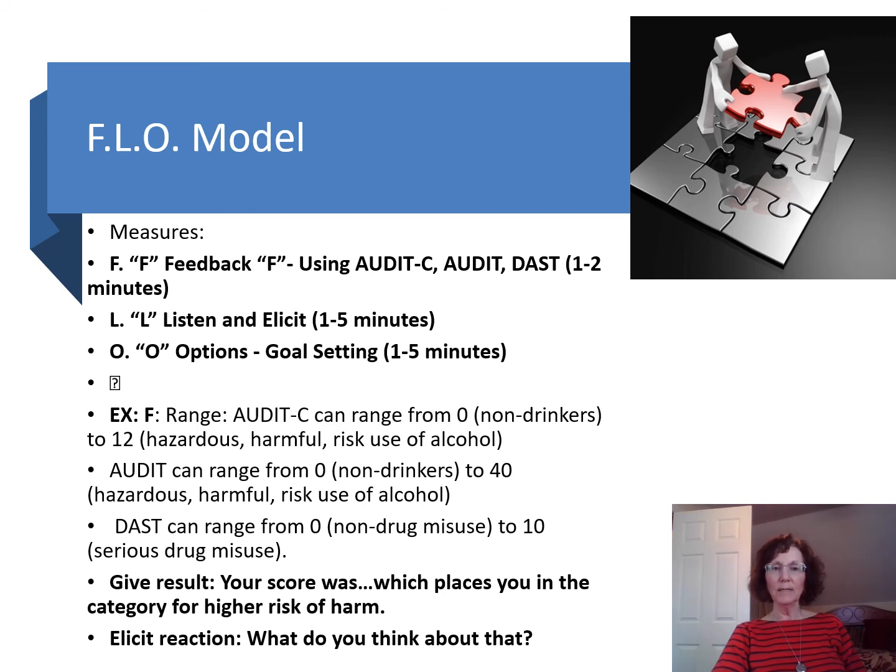For example, an AUDIT-C can range from 0 to 12 for hazardous, harmful, risk use of alcohol. The AUDIT can range from 0 to 40 for hazardous, risk use of alcohol, and the DAST can range from 0 to 10 for drugs of misuse. Give the result: your score was 5 on the DAST, which places you in the category of medium risk or harm for use of drugs. What do you think of that?